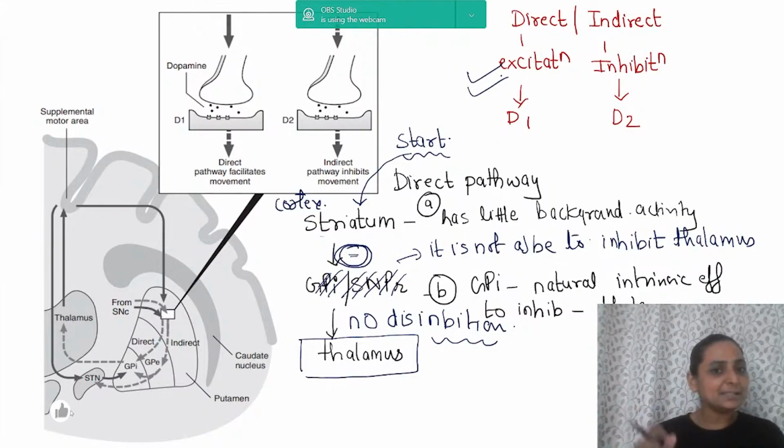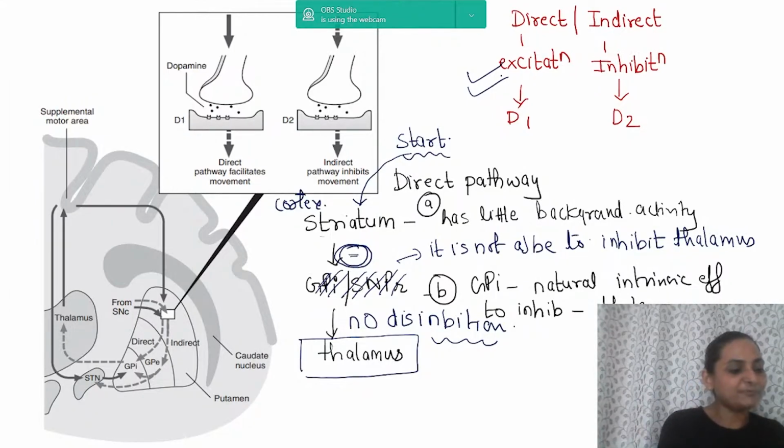So it is very easy. The striatum has no background activity of its own, but at the commencement of movements, the striatum is activated by the cortex. The striatum getting activated inhibits the globus pallidus internal segment. Because the globus pallidus internal segment is inhibited, it is no longer able to inhibit the thalamus. So this is how there is going to be the initiation of movement.